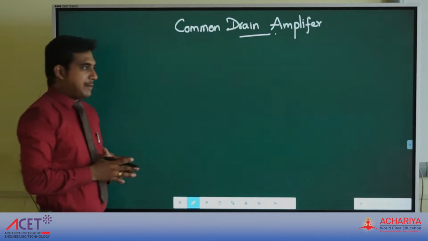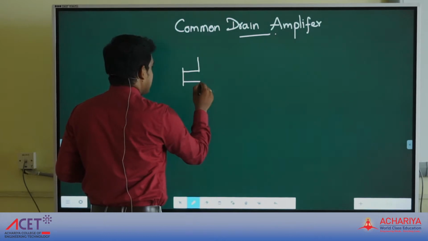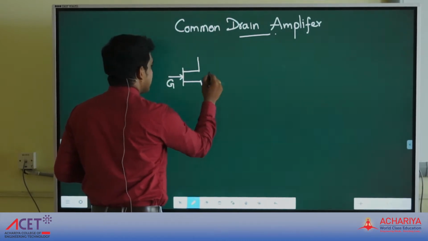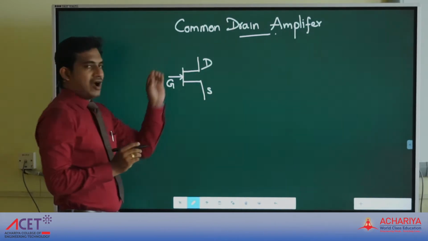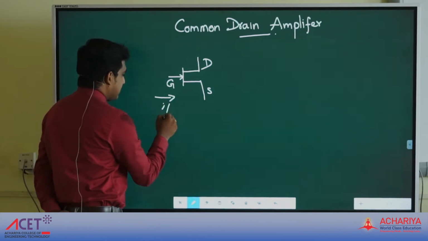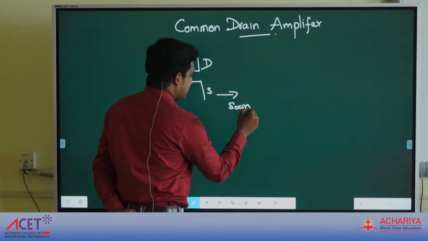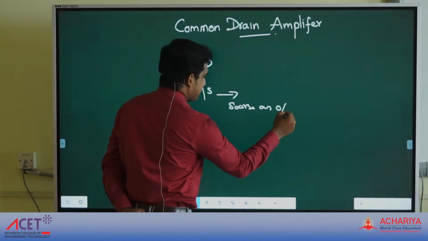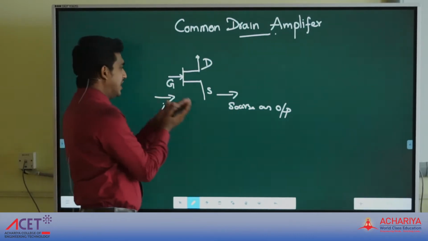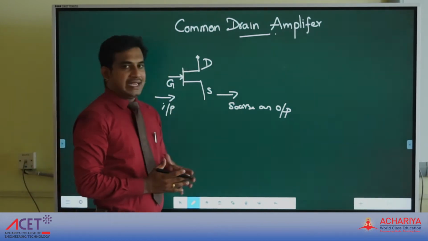What is a common drain amplifier? Actually, we know the FET symbol. This is the symbol of the FET: gate terminal, source terminal, drain terminal. In the common drain amplifier, we give the input at the gate terminal and get the output from the source terminal. The drain terminal acts as the common terminal between input and output. That's why we call this configuration a common drain amplifier.